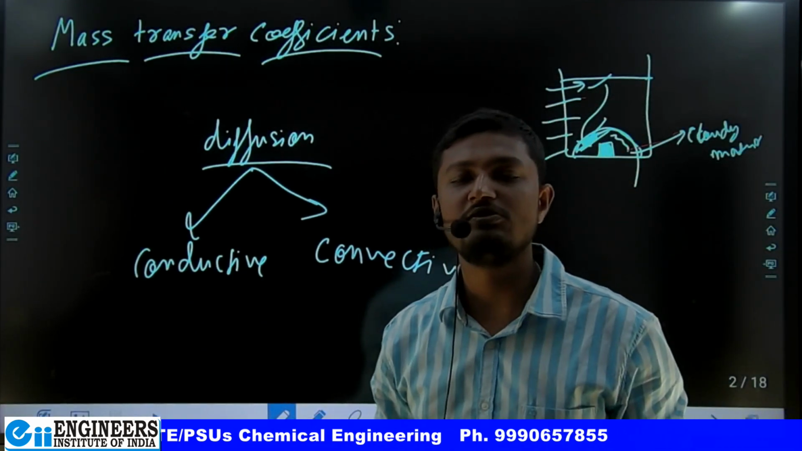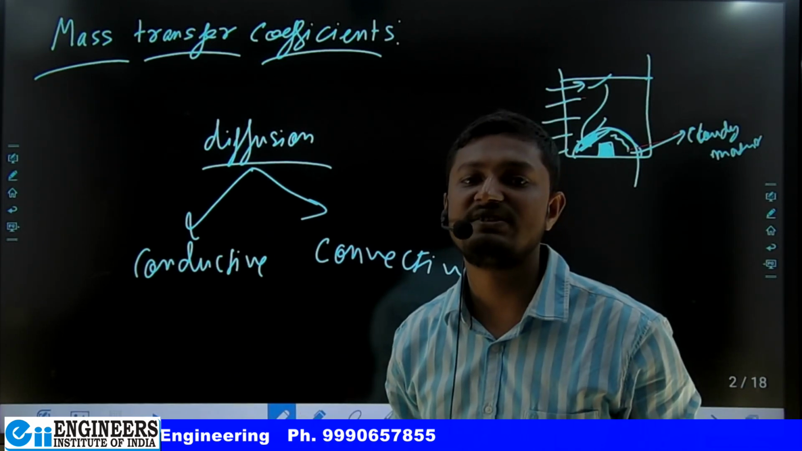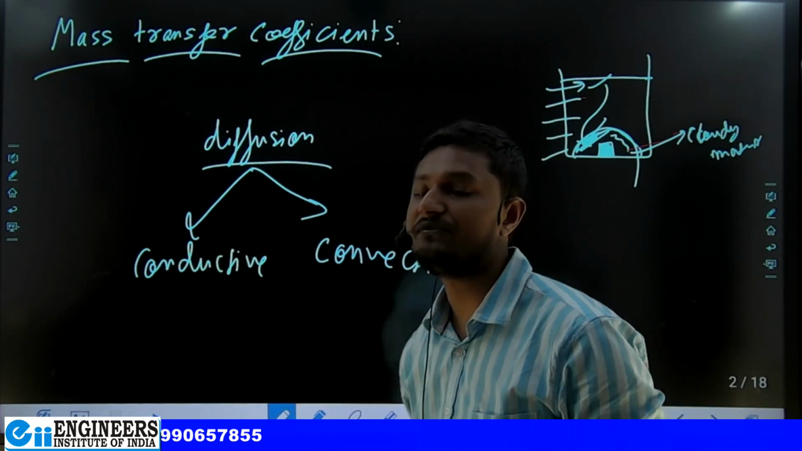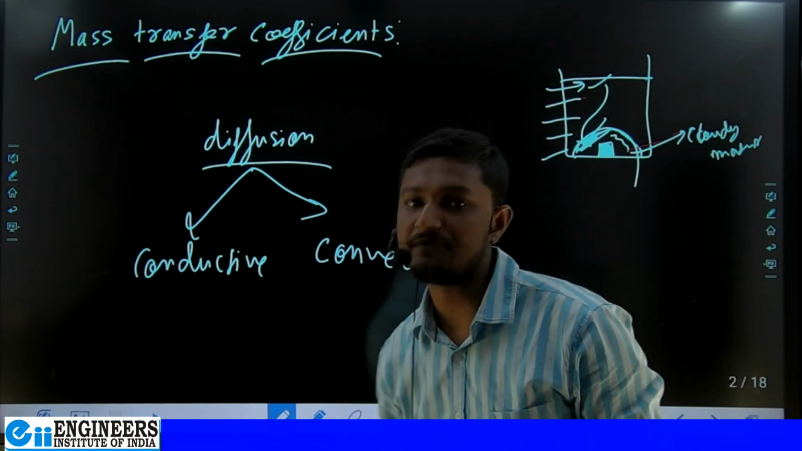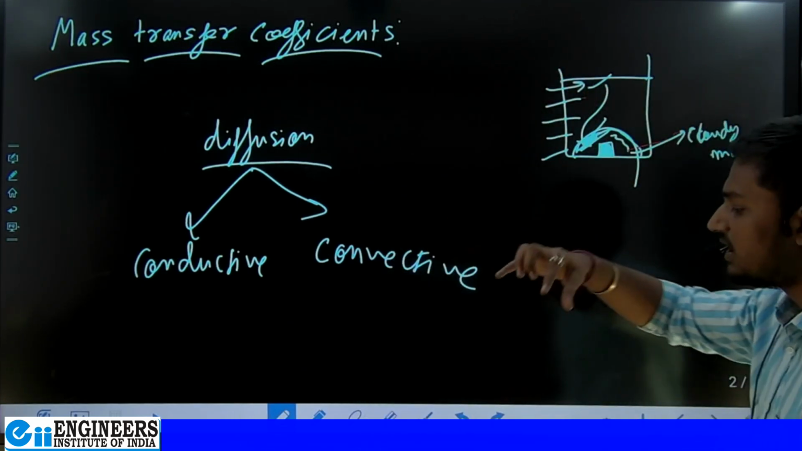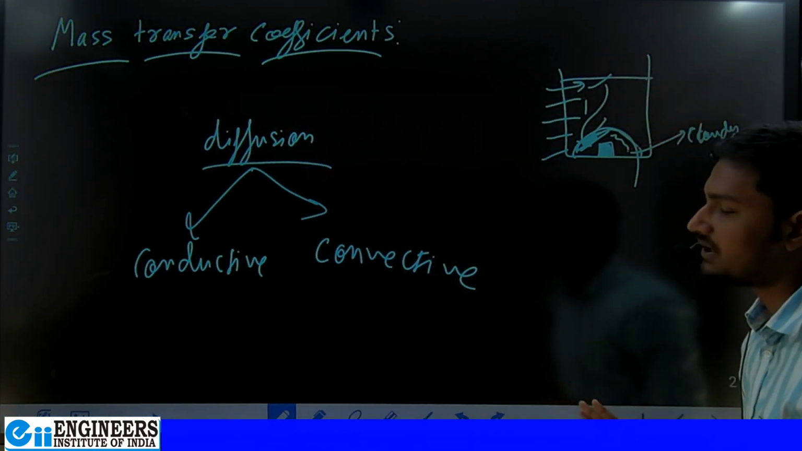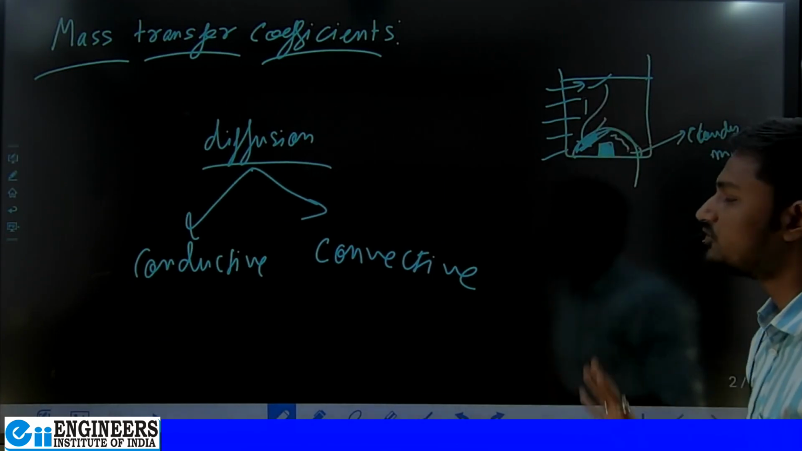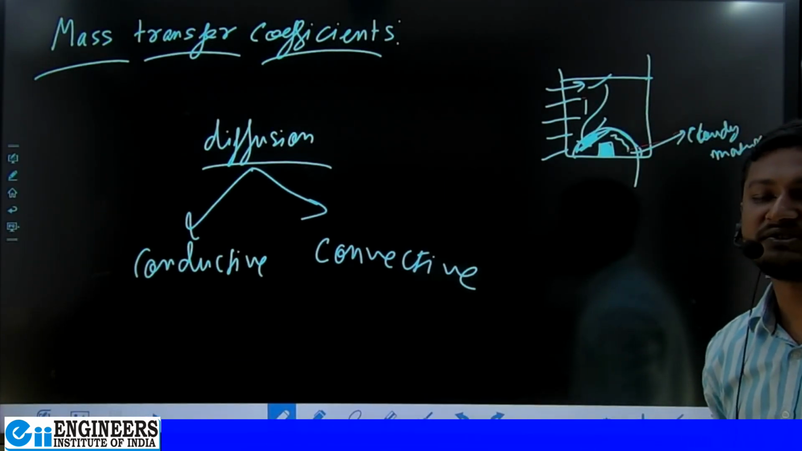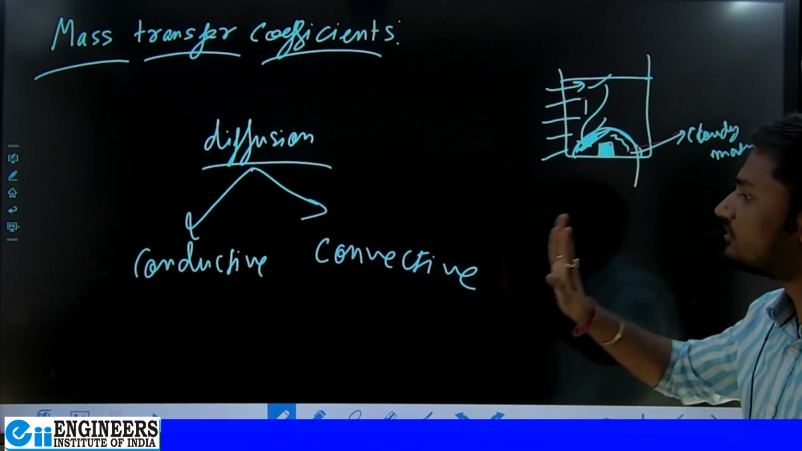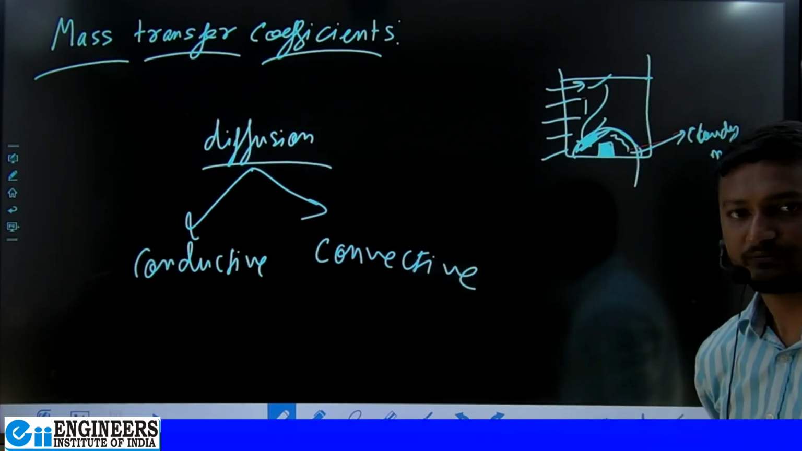Our sugar molecules will travel, and this phenomenon is nothing but conductive diffusion, that is, without any external force. We are not applying any external force, we have just put the sugar in the beaker. So without any external force, diffusion is happening just because of the concentration difference, and this is known as conductive mass transfer. Clear?